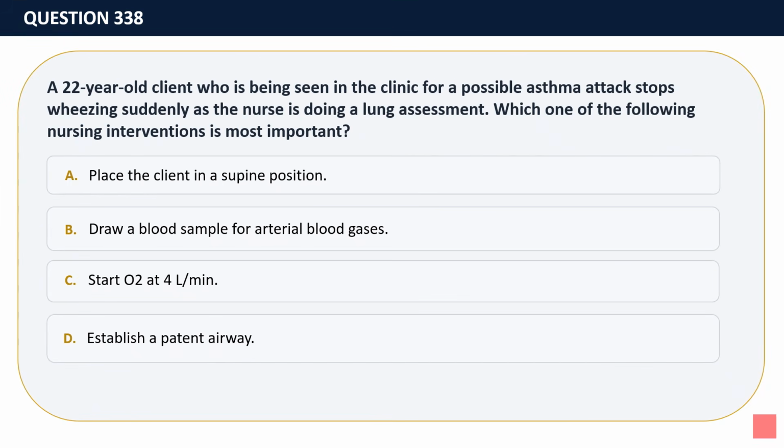Question 338. A 22-year-old client who is being seen in the clinic for a possible asthma attack stops wheezing suddenly as the nurse is doing a lung assessment. Which one of the following nursing interventions is most important? A. Place the client in a supine position. B. Draw a blood sample for arterial blood gases. C. Start O2 at 4 liters per minute. D. Establish a patent airway.